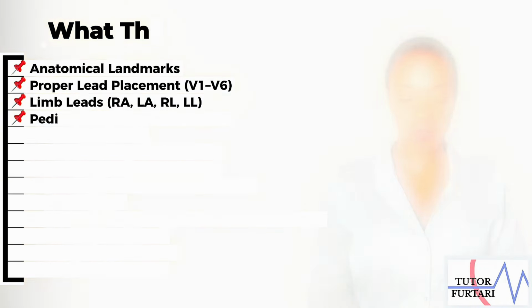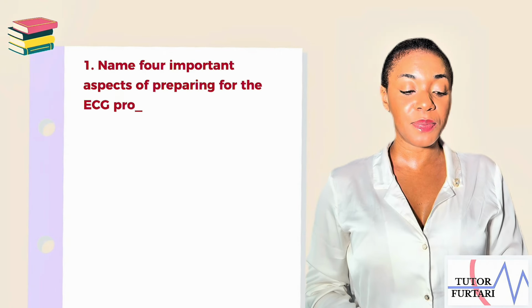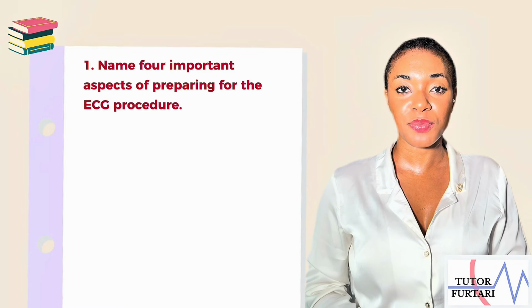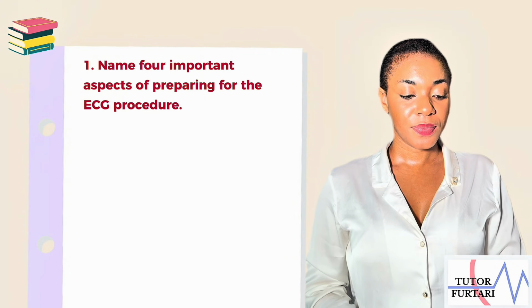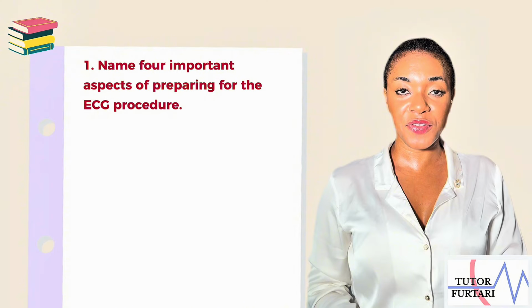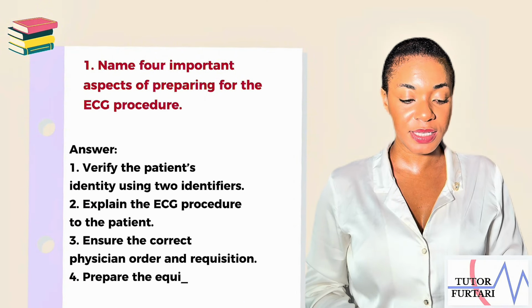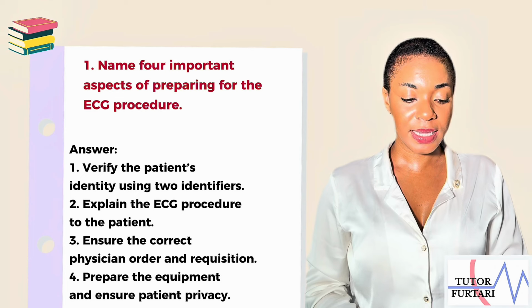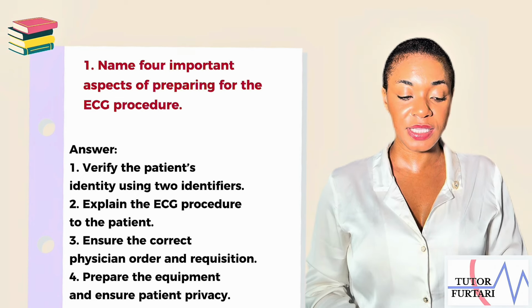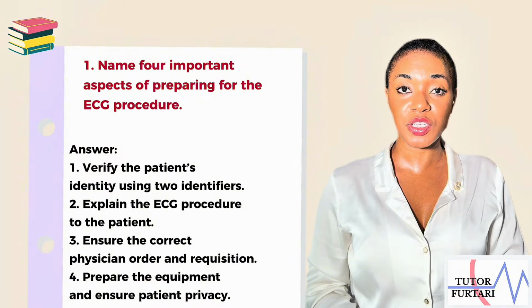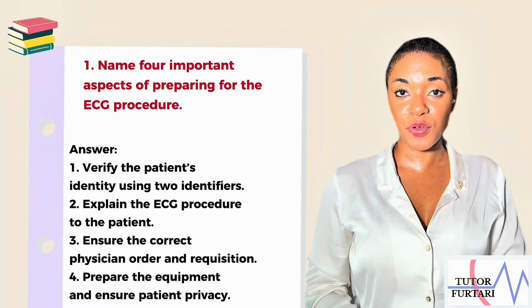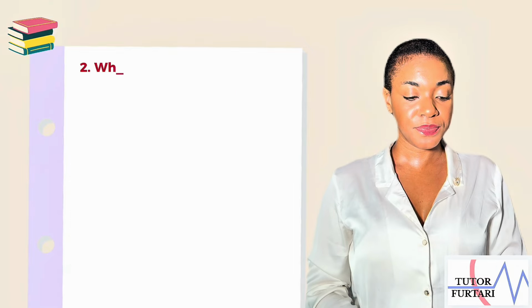Let's get into it. Name 4 important aspects of preparing for the ECG procedures. Number 1 would be verify the patient's information, explain the ECG procedure to the patient, ensure the correct physician's order and requisitions, and prepare the equipment to ensure the patient's privacy. Those are the 4 aspects of preparing for the ECG procedures.